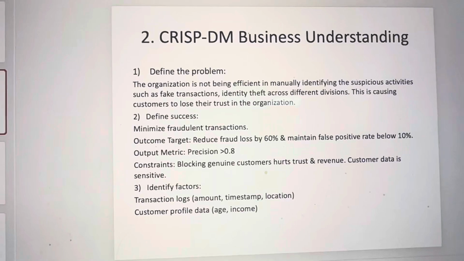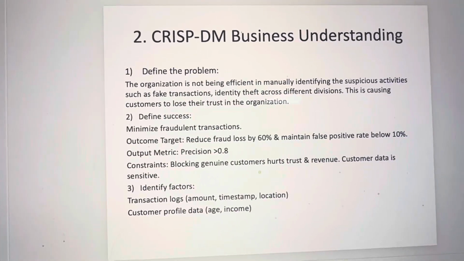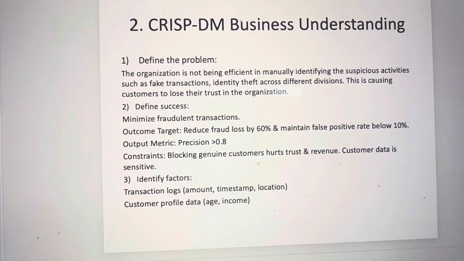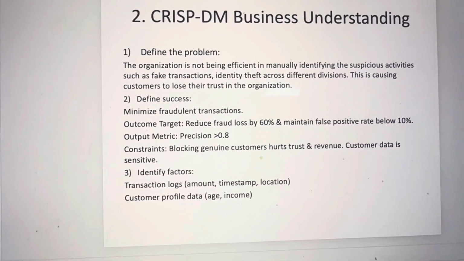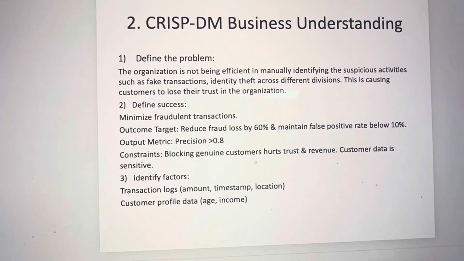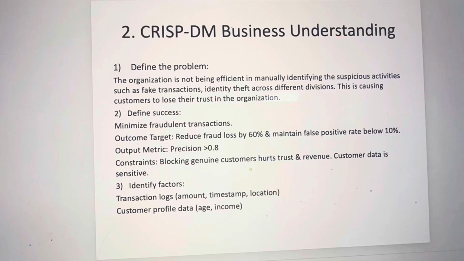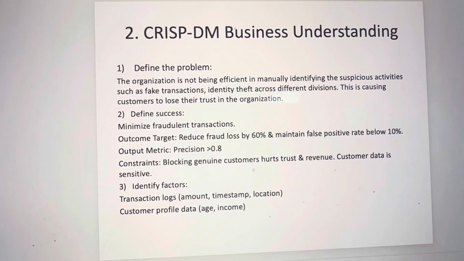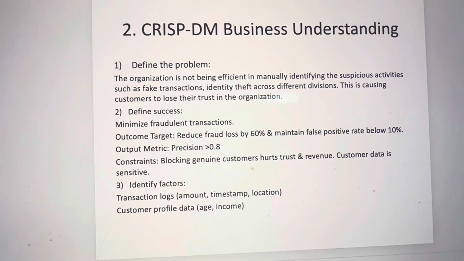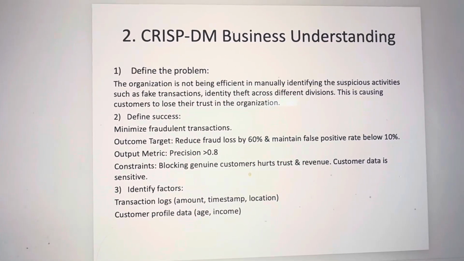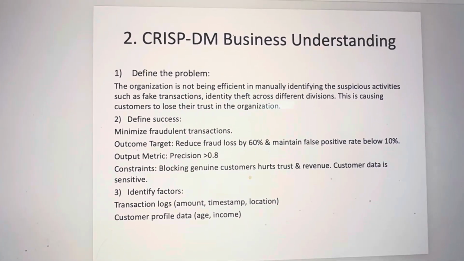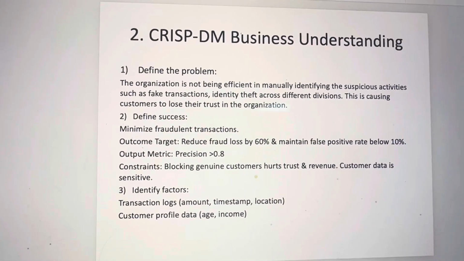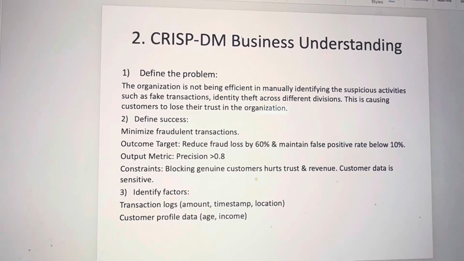Of course, we have some constraints in implementing this model. Because of the false positive rate, there is a probability that we might be blocking genuine customers, and this would hurt customers and cause a little loss in revenue also. And also the customer data is PII protected and sensitive. We have to be mindful while building and training the model so that the customer data is not exposed.